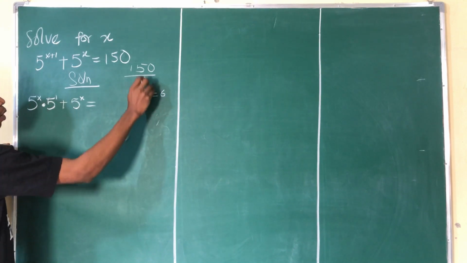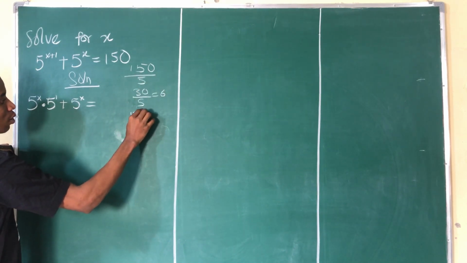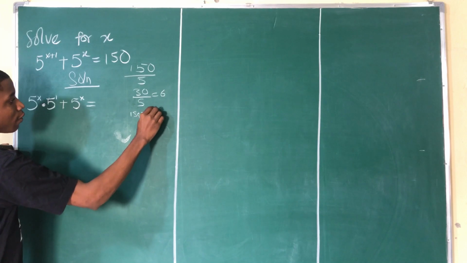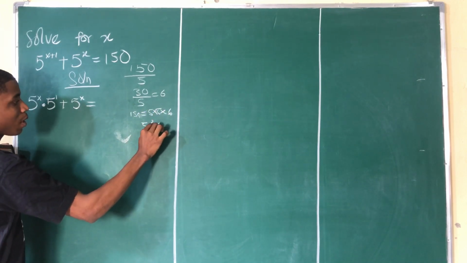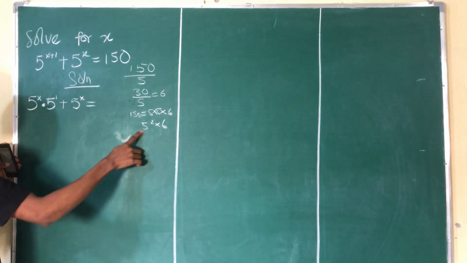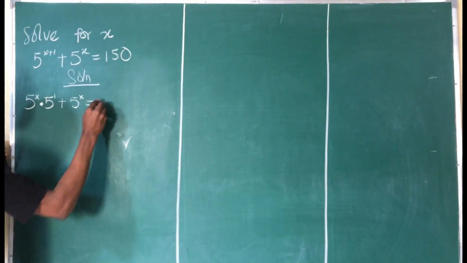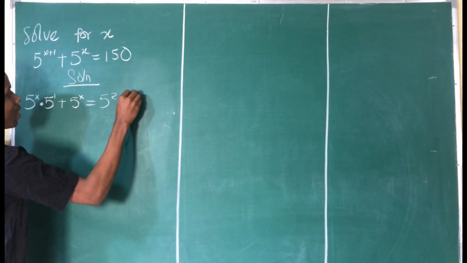So therefore, we can say that 150 is equal to what? 5 times 5 times 6. So it's 5 squared multiplied by 6. This is 150, so we can write it as 5 squared multiplied by 6.